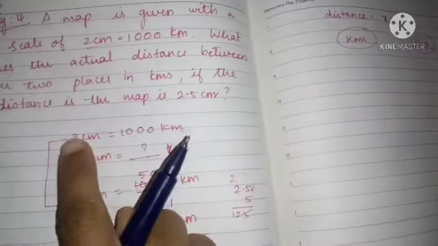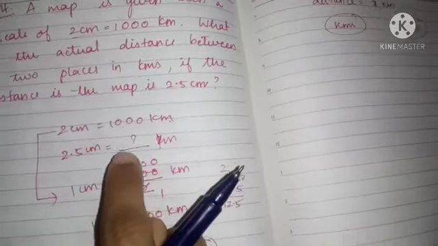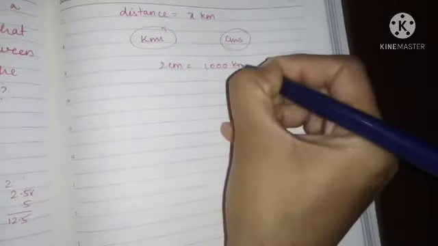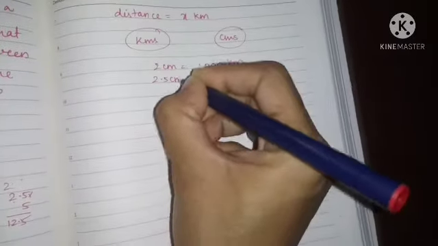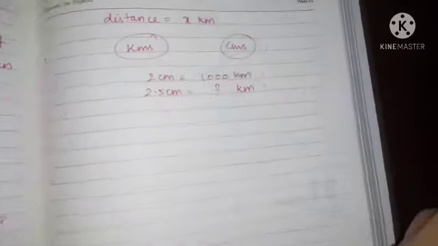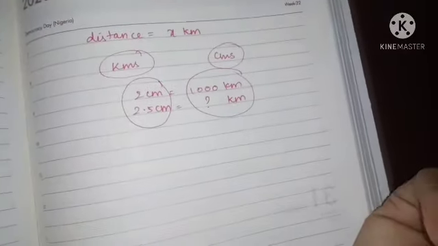See, we want the relation between 2 centimeters and 1000 kilometers, and 2.5 centimeters and how many kilometers, correct? So 2 centimeters is nothing but 1000 kilometers. For 2.5 centimeters, I want the kilometers. This is the relation we want. So this 2 is in centimeters, and this 2 is in kilometers.